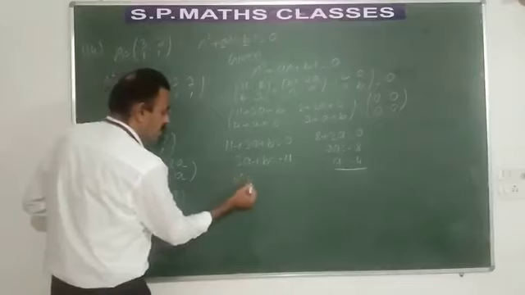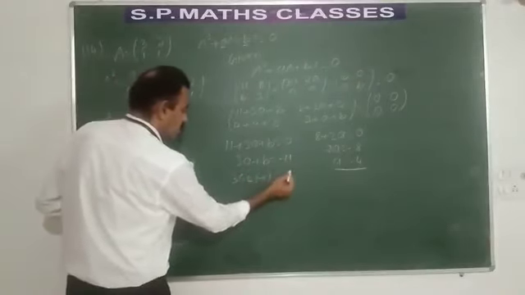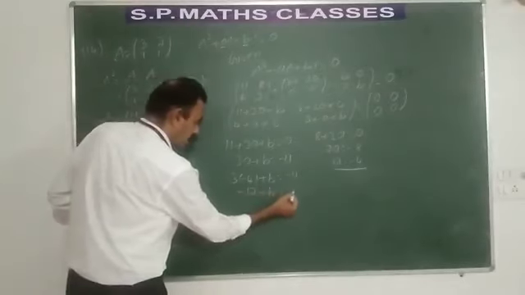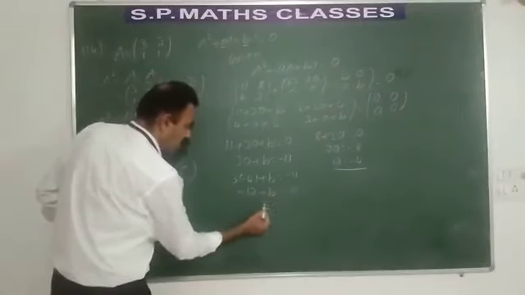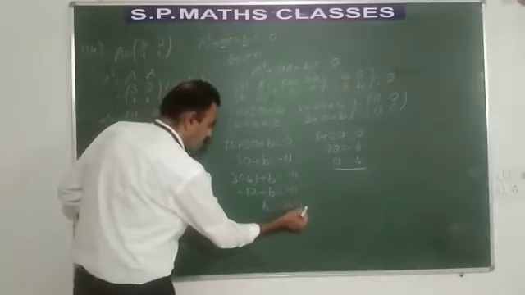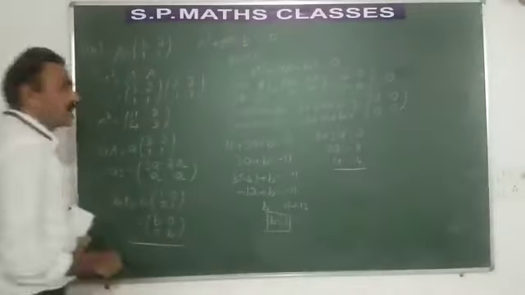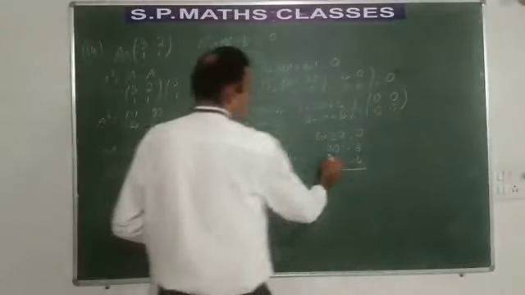Substitute the same value here, 3 into minus 4 plus B is equal to minus 11. Minus 12 plus B is equal to minus 11. What is the value of B now? Minus 11 plus 12. Value of B is equal to 1. B is 1 and A is equal to minus 4.